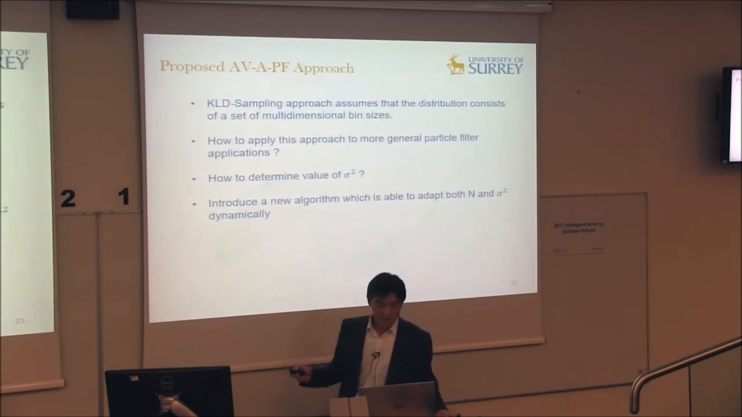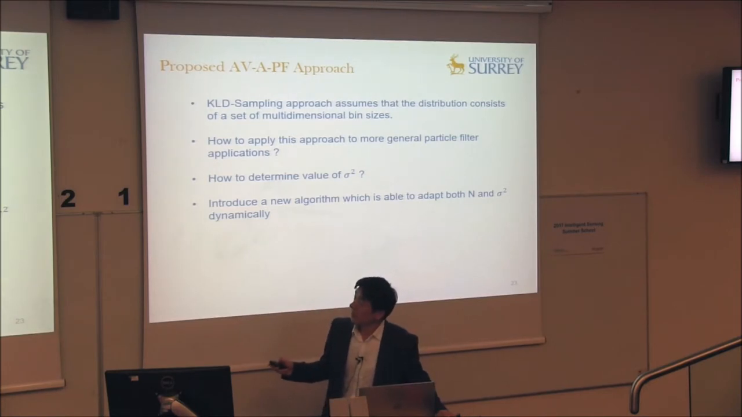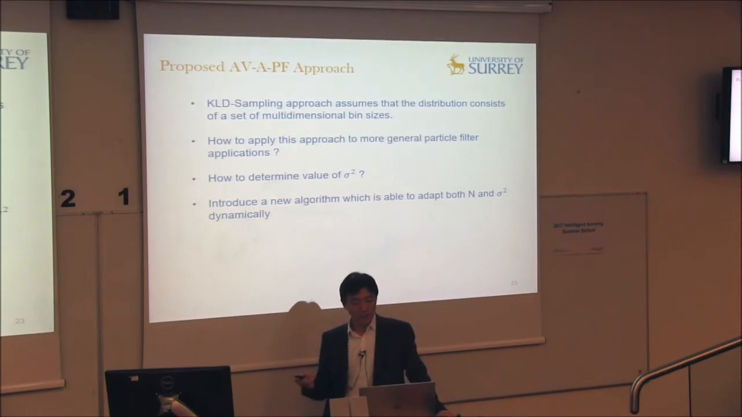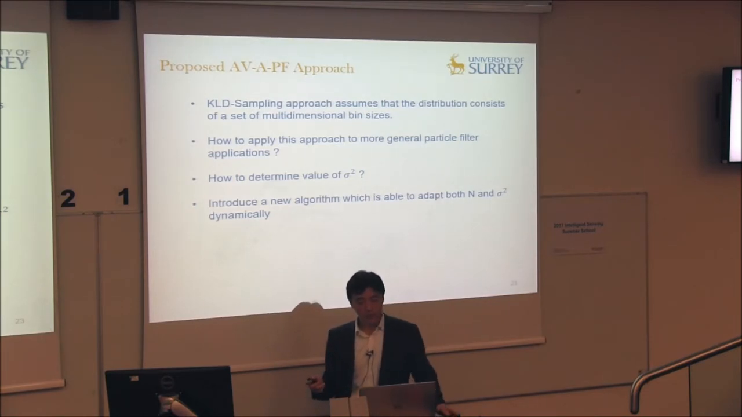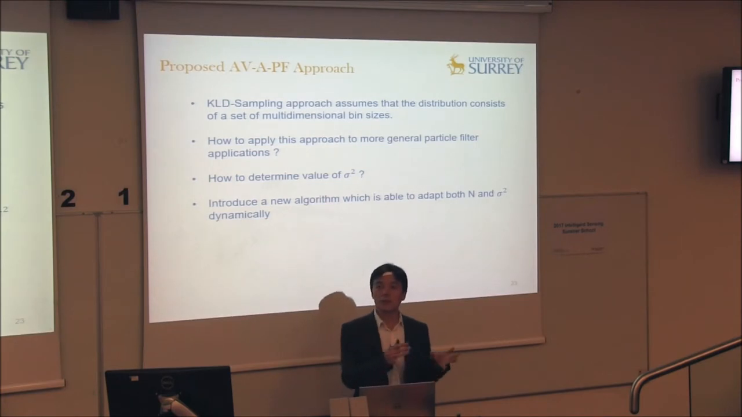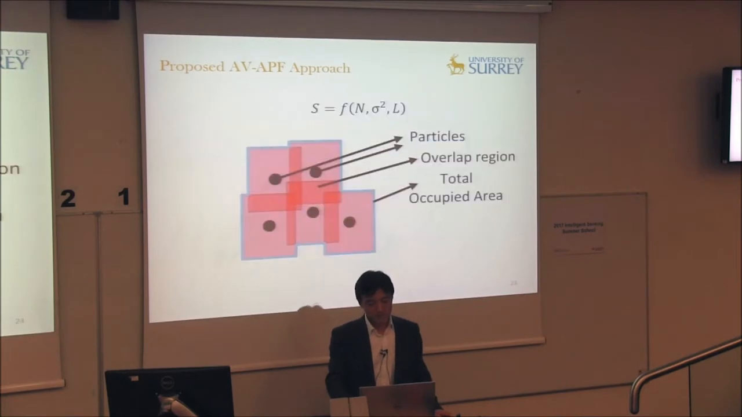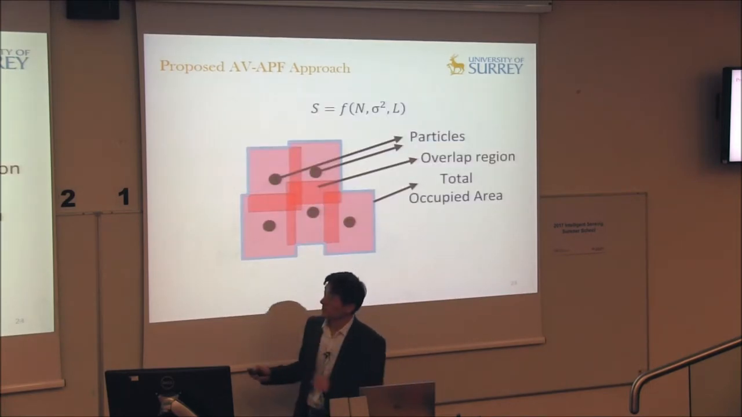But as I said, with KLD sampling, one of the issues is how to choose the number of bins, how to figure out the number of bins, and another issue is how to determine the variance. So it's chosen artificially. So here we try to adapt based on the errors we bound, and also the relationship between the number of particles as well as the variance. We come up with something like this.